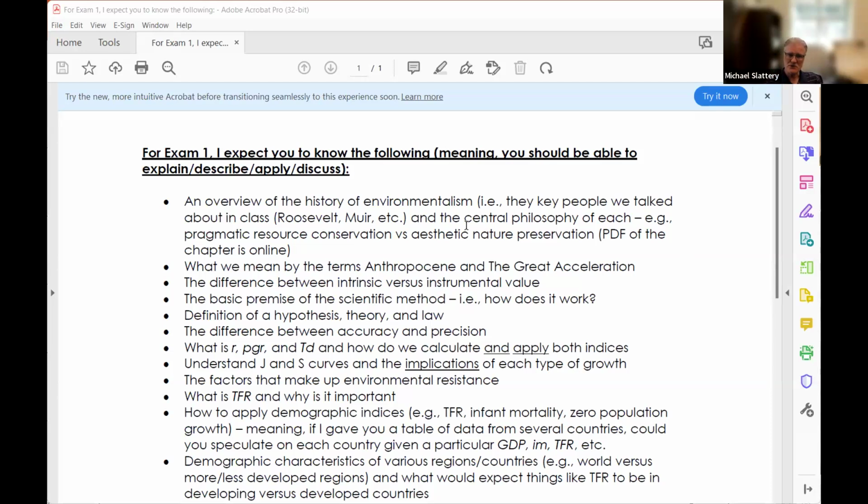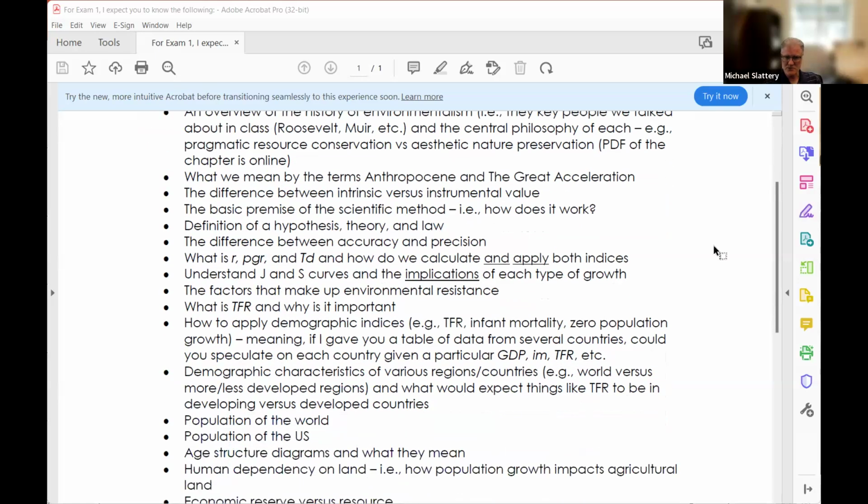So as you go through this, yes, I expect you to know who the key people were that we talked about in terms of the history of environmentalism, the difference between the Anthropocene and the Great Acceleration. There is a difference between those two, the difference between intrinsic and instrumental value, right? The scientific method, what is a law, what is a hypothesis, and so on. I don't want to read all of these verbatim as we go through here. What is R, the rate of natural increase? What is population growth rate, the doubling time, and how we can apply those, right?